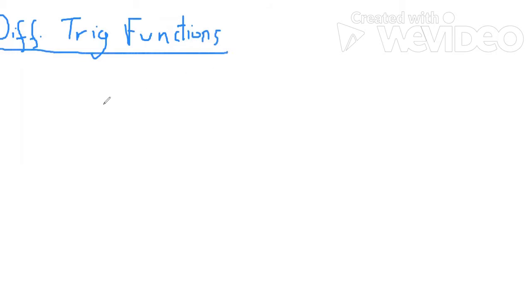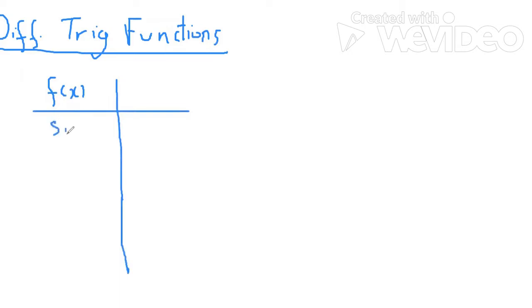Alright, so I'm going to draw a table here. Let's say we have f of x, and f of x would represent the function, for example, sine. Can anybody see this clearly, except for my writing skills?